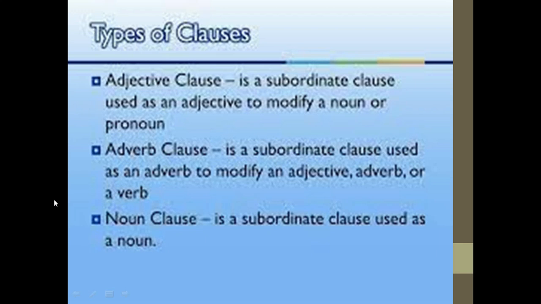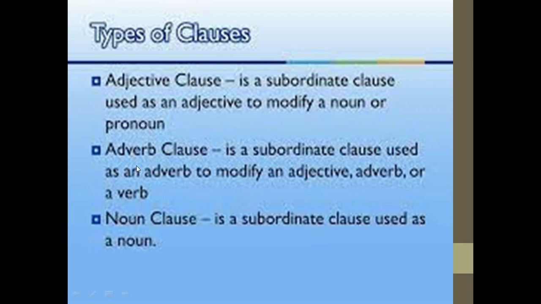But when we talk about the clause, or when we move towards the intermediate level, we come to know that an adjective modifies other things also. An adjective clause is a subordinate clause used as an adjective to modify a noun or pronoun. So in a sentence, if there is a part which gives some information about a noun or pronoun, that is called an adjective clause.